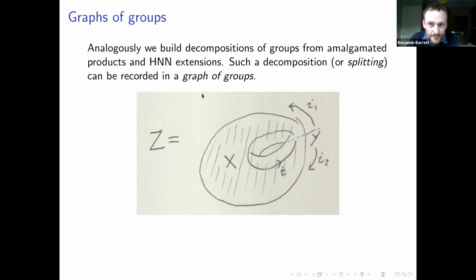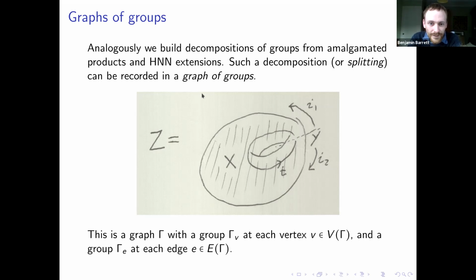Analogously, we can build decompositions of groups by iteratively applying amalgamated products and HNN extensions, and such a decomposition, which we sometimes call a splitting, is recorded as a graph of groups. Just like a graph of spaces was a graph with a space at each vertex, a graph of groups is a graph with a group at each vertex and another group at each edge. For the edge groups, you get two monomorphisms that map that group into the groups that sit at either end of that edge.